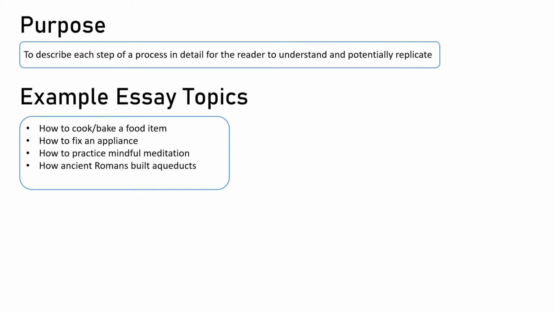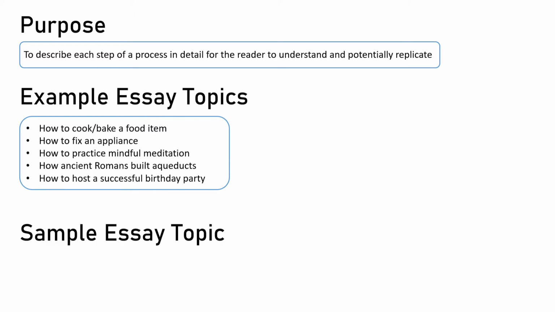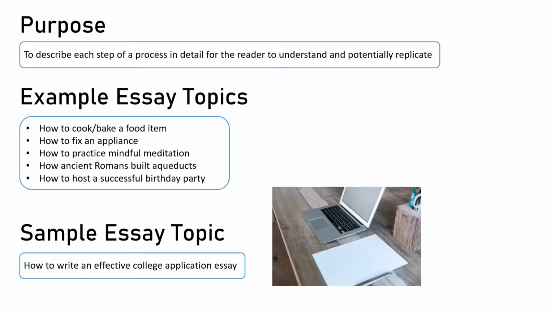In this case, you're explaining a process that has happened in the past, so you'll definitely need to do extensive research. Or how to host a successful birthday party. For the example essay we are discussing today, the topic is how to write an effective college application essay.